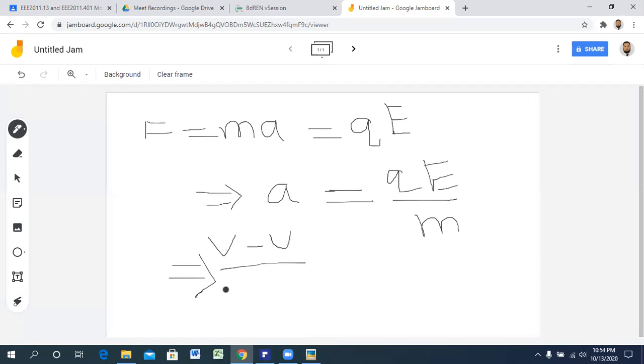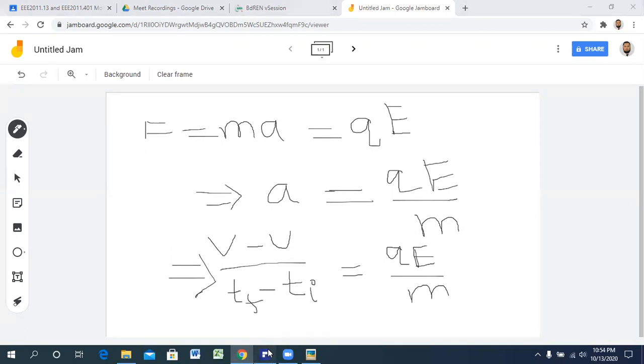divided by the time duration, that means t, the final time minus the initial time, equals to Q E divided by M. I think this one is a very fundamental thing of physics, or the Newtonian physics.